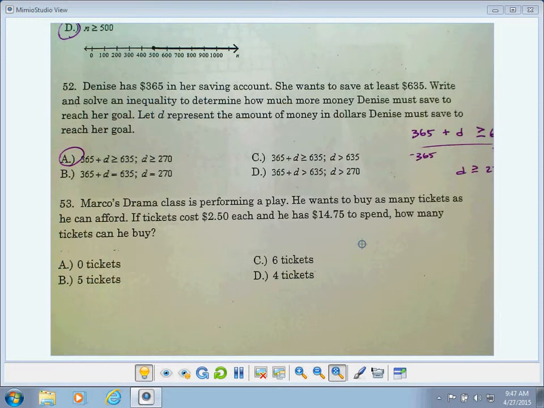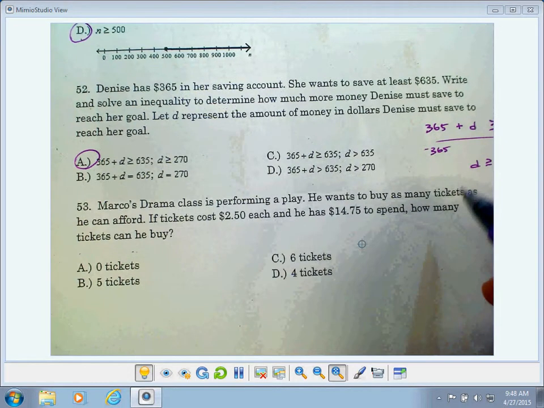Okay, number 53. Marco's drama class is performing a play. He wants to buy as many tickets as he can afford. If tickets cost $2.50 each and he has $14.75 to spend, how many tickets can he buy? Well, again, we can say that T is the number of tickets, right?